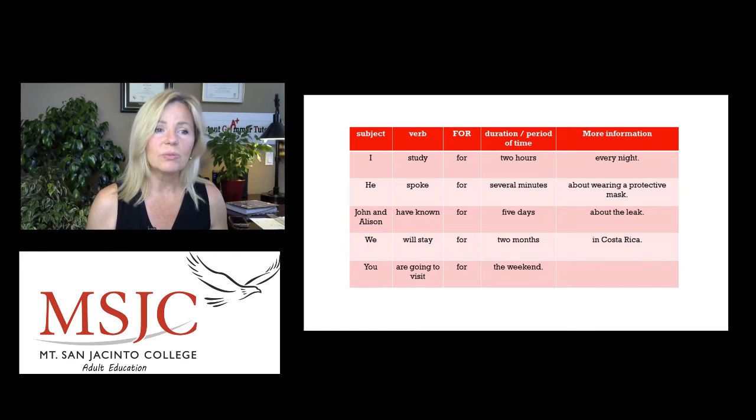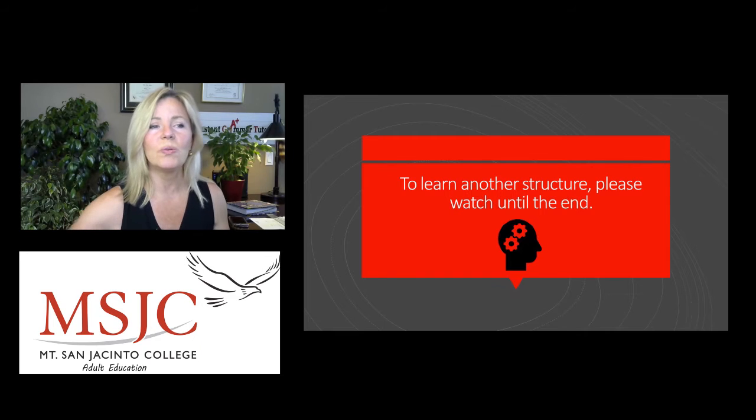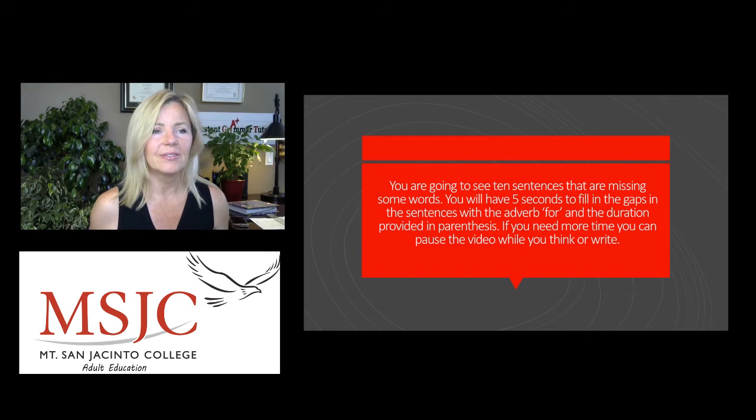Now, this is not the only structure that you can use when you use for plus duration, but we're going to use it to develop our foundation, and then at the end of the video, I'll show you a variation in this structure. So let's practice. You are going to see 10 sentences that are missing some words. You will have about 5 seconds to fill in the gaps in the sentence with the adverb for and the duration provided in parentheses. If you need more time, of course, you can pause the video while you think or write. We'll do the first one together and then we'll begin.